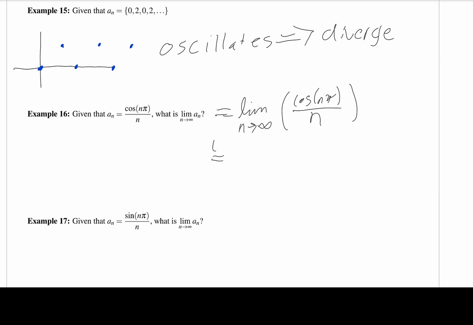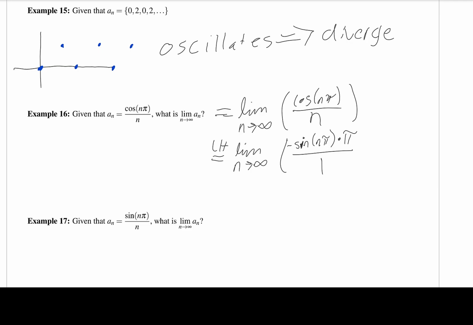So if I take L'Hopital's rule, this gives me the limit as n goes to infinity of, let's see, the derivative of the top. Derivative of cosine is negative sine times the derivative of the inside. So our variable is n. So then the derivative of the inside is just going to be pi over the denominator. So the derivative of n would give me 1. So I'd have negative sine of n pi times pi.